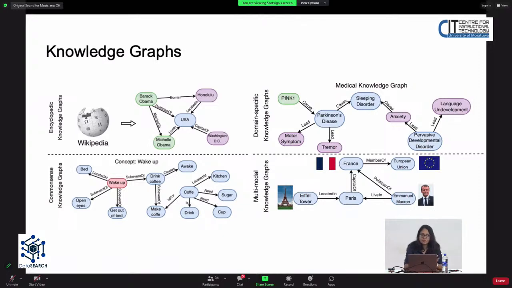And recently, LLMs are also becoming multimodal because GPT-4 has the ability to understand images, audio, video, everything. And we can model the same information in knowledge graphs as well, but still they have not been incorporated in an LLM.